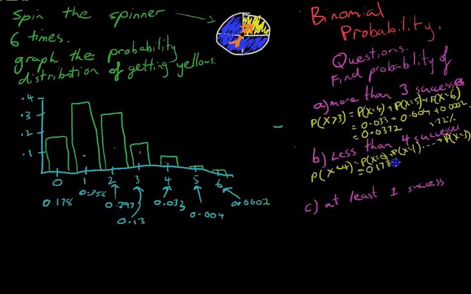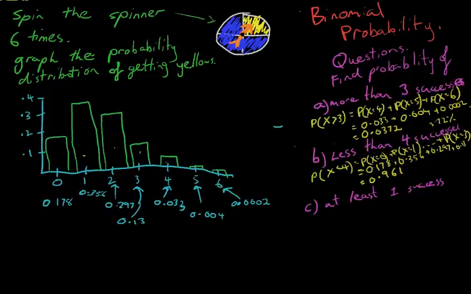0.1, I promise I'm getting to a point here, because I know at this point you're thinking, this is really easy. 0.178 plus 0.356 plus 0.297 plus 0.13. Okay, and you can see that that's equal to 0.961. So you've got a 96.1% chance that you'll get less than 4 successes.